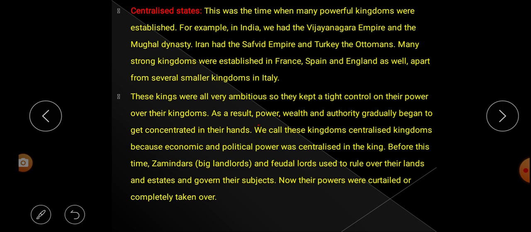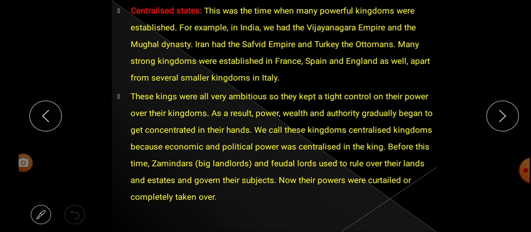We call these kingdoms centralized kingdoms. Listen carefully. There were many ambitious kings. They kept tight control over their kingdoms. Because of that, power, wealth, and authority gradually began to concentrate in the hands of the kings or feudal lords. Why is it called a centralized kingdom? Because economic and political power was centralized in the king.